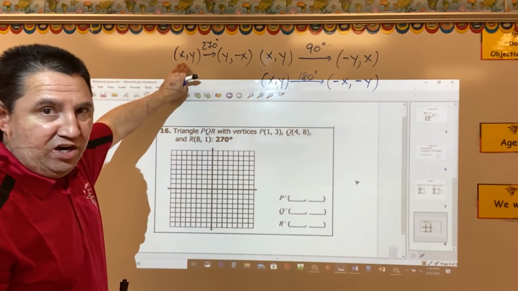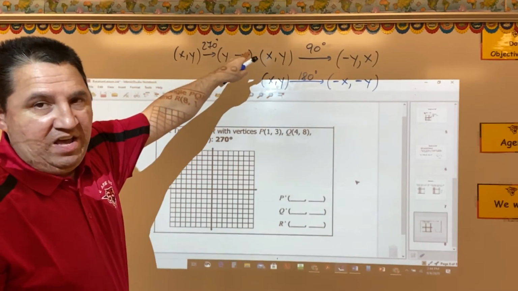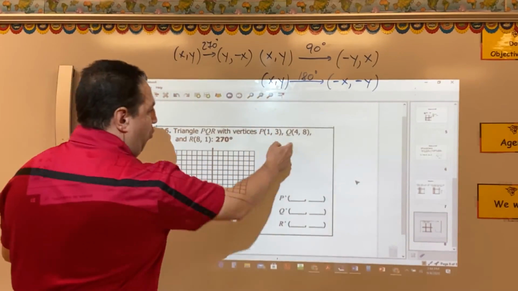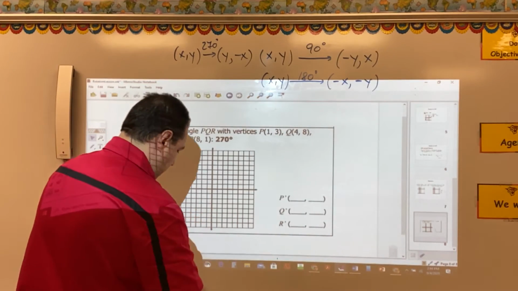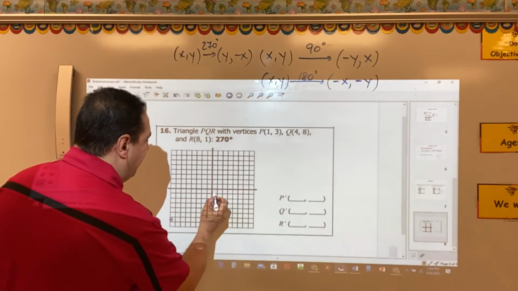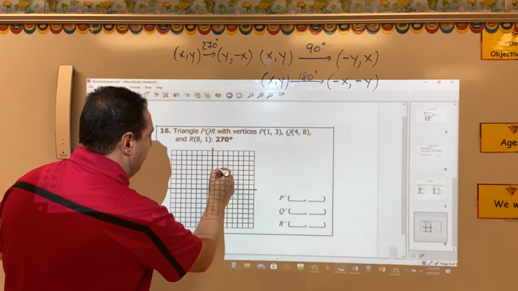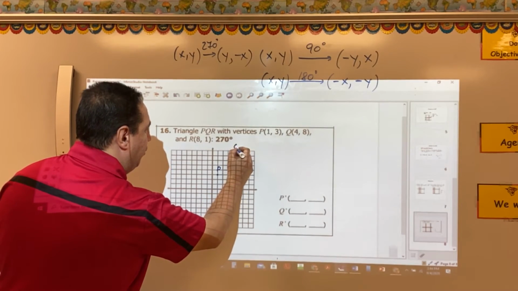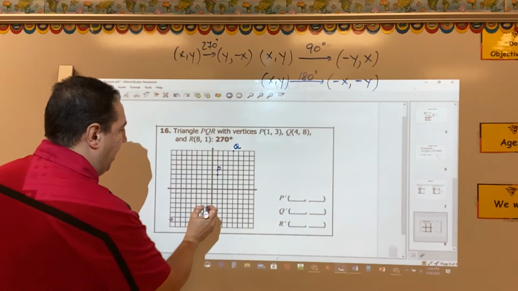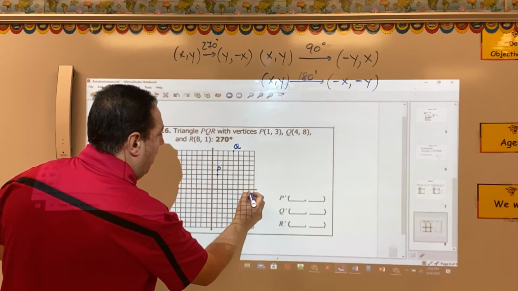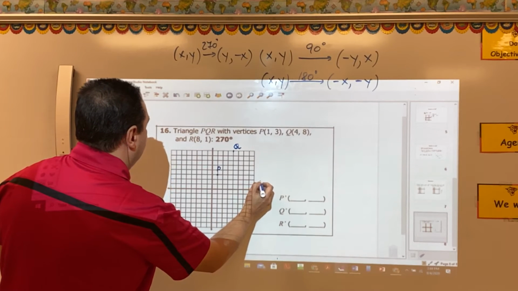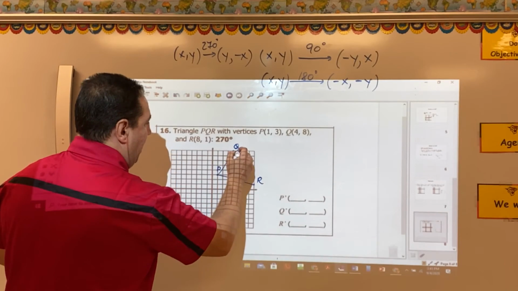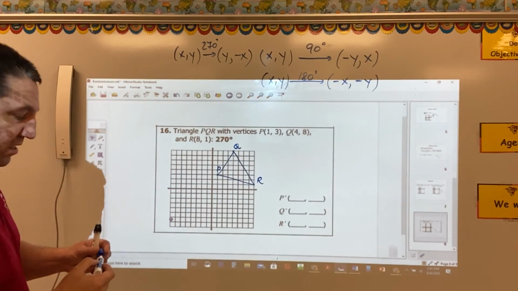So if the initial x is negative, becomes positive. If it's positive, becomes negative. Simple. Yeah? So let's plot the given points first. 1 and 3. This is P. 4 and 8 is Q. R is 8 and 1. This is R. Okay? So you connect them and you get the pre-image.